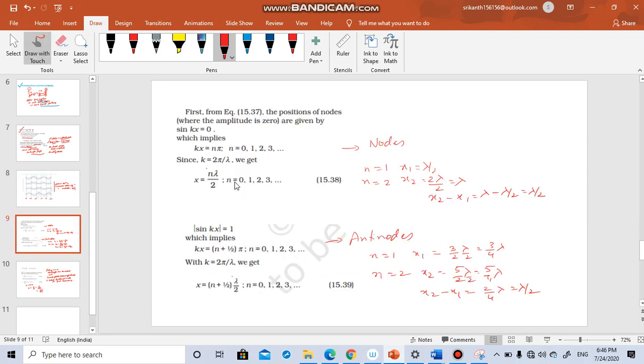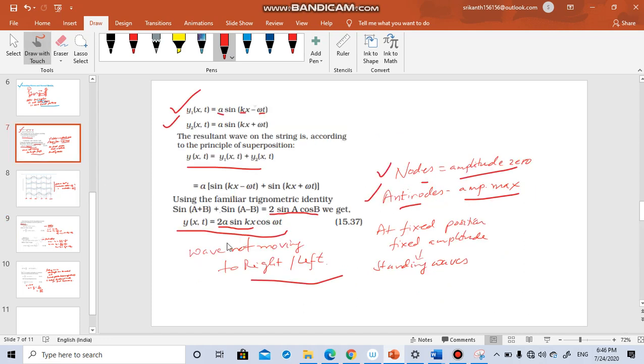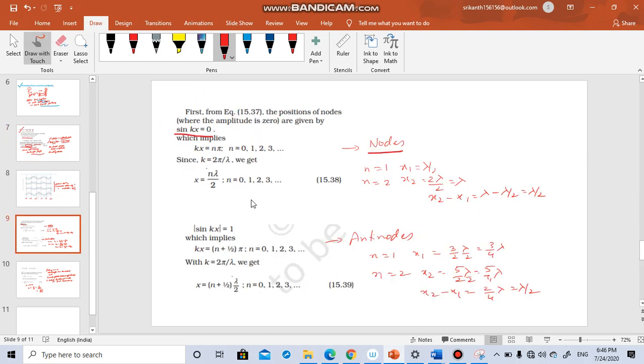Now when we study nodes, we have to say that sin kx is equal to 0. Then only the amplitude will be 0. If you see this equation, this whole thing is the amplitude. When sin kx becomes 0, not x equal to 0, the amplitude will become 0. So all those points will be called nodes.